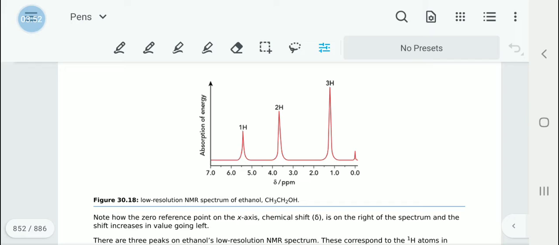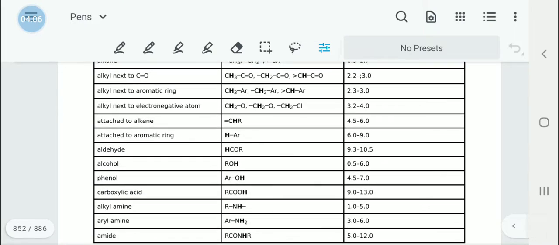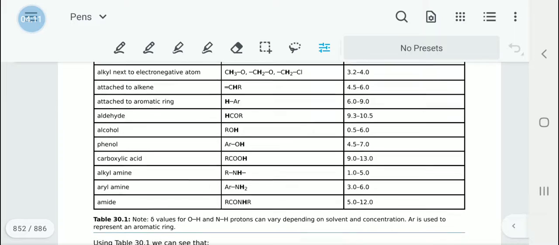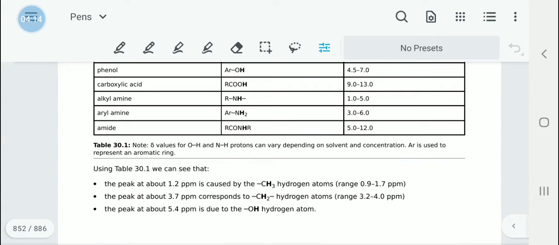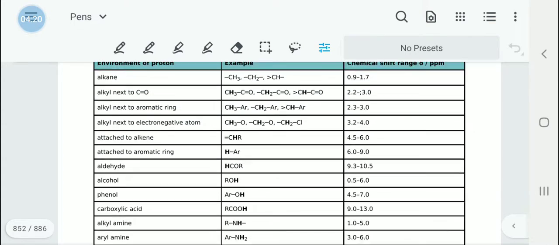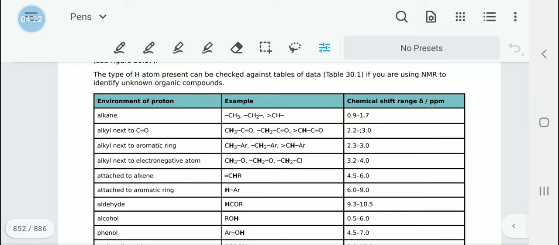Then somewhere between 4 and 3 we have another peak. It is a little close to 3.6. Let's see what is responsible for that. 3.7 is what they have taken, corresponding to the CH2 hydrogen atoms, range 3.2 to 4. As you can see here, 3.2 to 4 is alkyl next to an electronegative atom. CH2 is what is responsible for that, as you can see, CH2O.